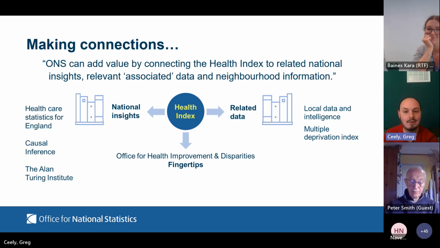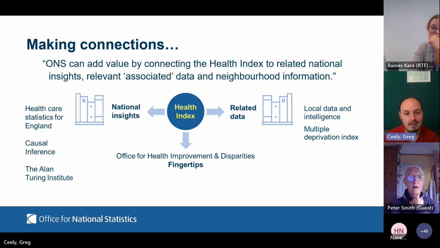I'm conscious of time, so I will not say too much more before passing over to my Northumbria colleagues, but we know that when it comes to anything to do with public health and health in general, as I've said, it's a very broad topic. And so to explore an issue, you'll want to consider a wide set of evidence. The Health Index aims to be one tool in a toolbox rather than everything to everyone. And of course, the greatest impact from analysis will be when analysis uses a combination of tools or resources. We've heard from our stakeholders that ONS can add value by connecting the Health Index to related national insights, relevant associated data, and neighbourhood information.